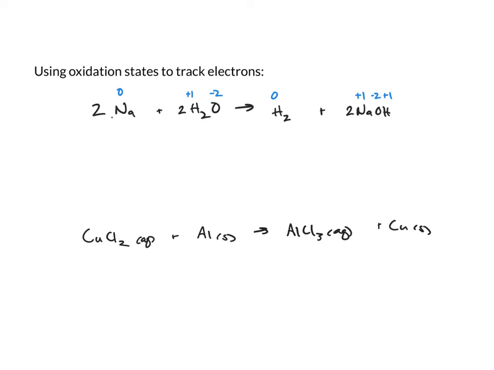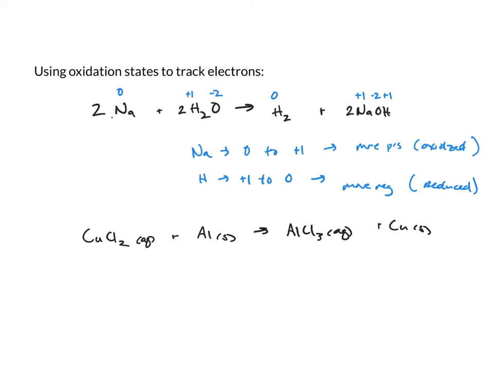So if we look at this reaction, look at what's changing. The sodium is going from a 0 oxidation state to +1. And some of the hydrogen is going from +1 to 0, right? So the sodium oxidation state is getting more positive, which means it's being oxidized, because we're losing electrons, right? And the hydrogen oxidation state is getting less positive and more negative. So it is being reduced, right? So in this reaction, we're oxidizing the sodium and reducing the hydrogen, okay?